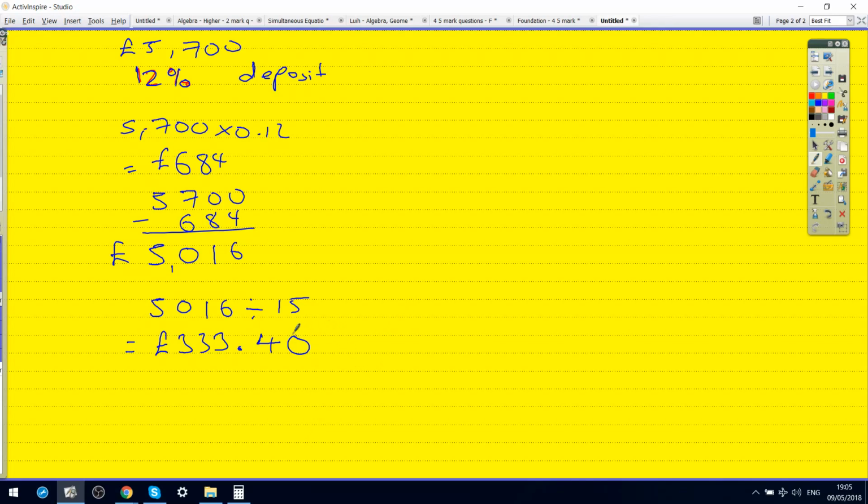And is that what they wanted? How much each installment is? How much in each monthly payment? Yeah. So then that's it then. 333.40. Any questions about that one? No, it was just the starting of the actual deposit, which confused me because words like that throw me off a bit. Okay. Yeah, it's like an initial lump sum payment.